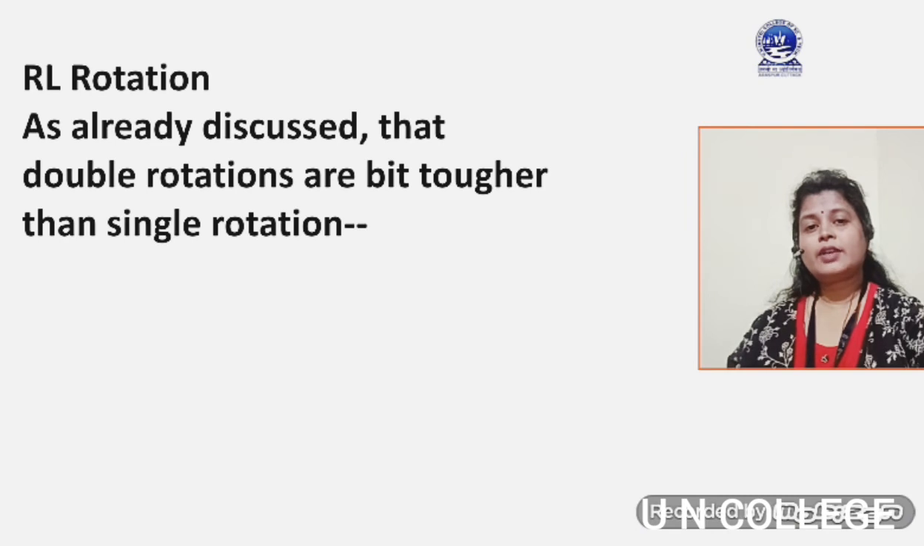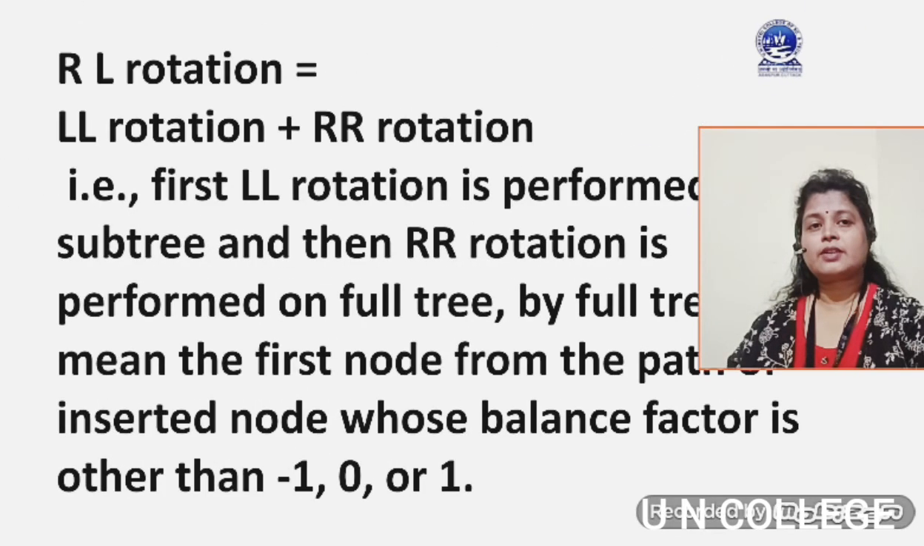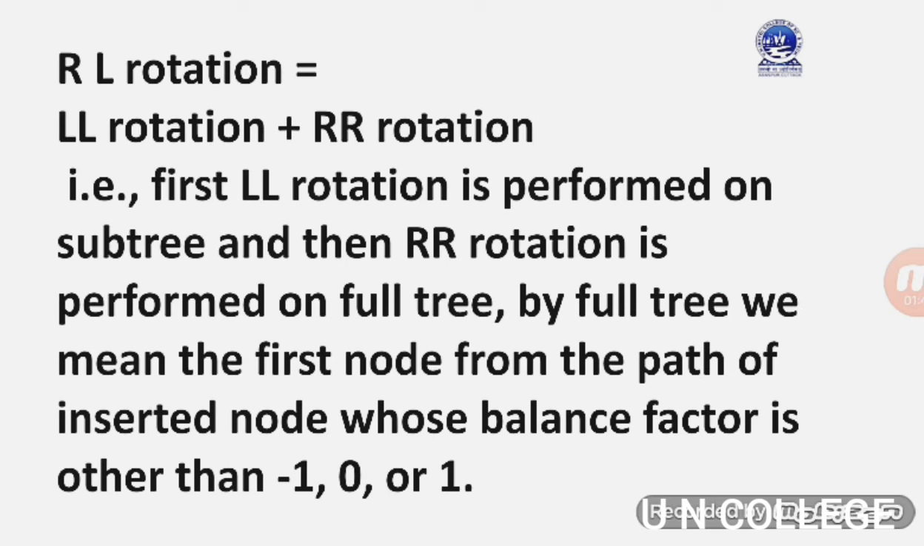Okay, now we are going to discuss RL rotation. It is just the opposite of LR rotation. As already discussed, double rotations are a bit tougher than single rotations. In RL rotation, we are combining LL rotation and RR rotation. That is, first LL rotation is performed on the subtree, and then RR rotation is performed on the full tree. By full tree we mean the first node on the path of the inserted node whose balance factor is other than -1, 0 or 1.